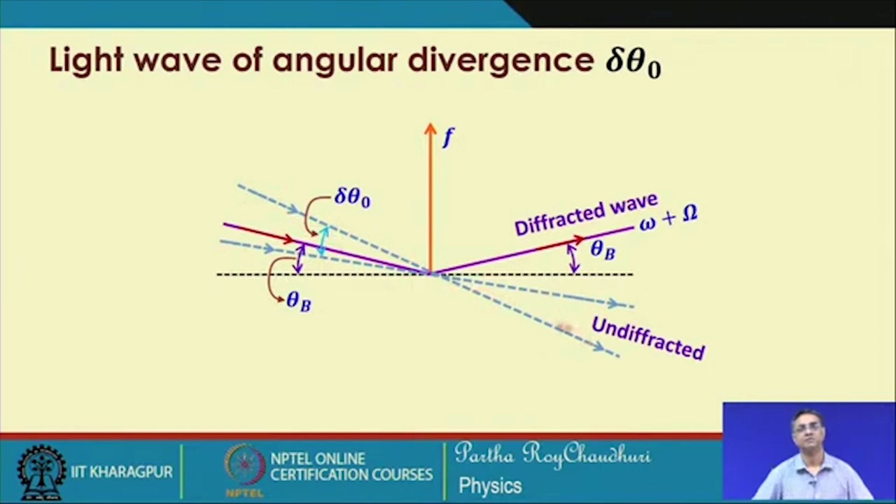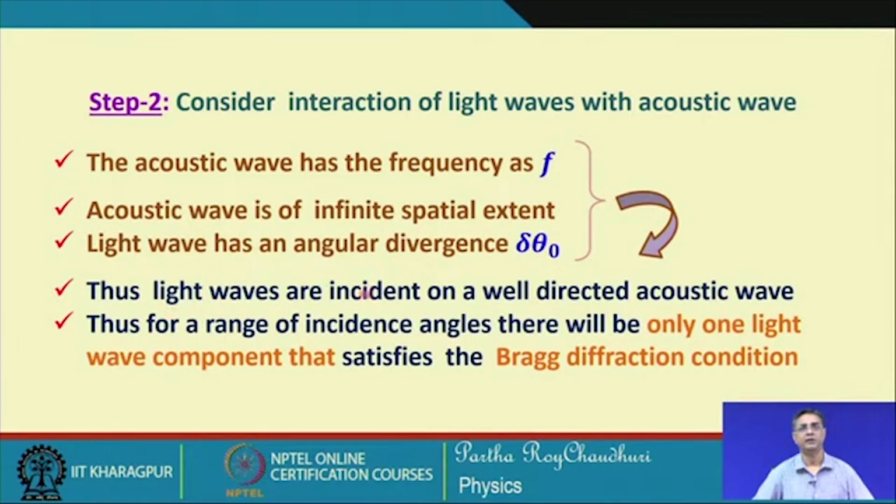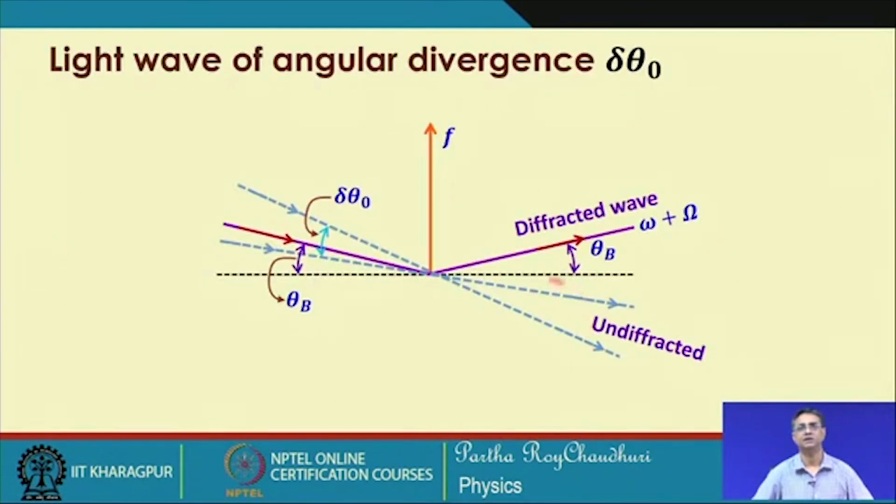Therefore, out of these different components along different angles, one of them will satisfy the Bragg condition, and this will be frequency upshifted by omega plus capital omega. So, thus light waves are incident on a well directed acoustic wave. Thus, for a range of incidence angles, there will be only one light wave component that satisfies the Bragg diffraction condition. That can be very easily understood: you have a range of optical waves falling on it with different angles, but only one of them will be diffracted, which will satisfy the Bragg condition.